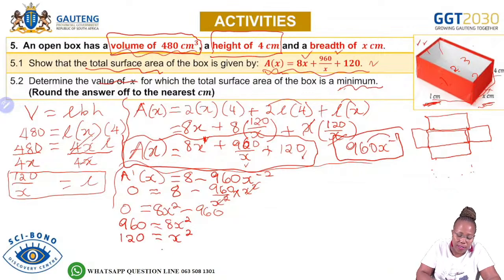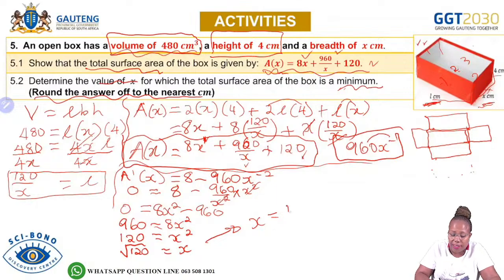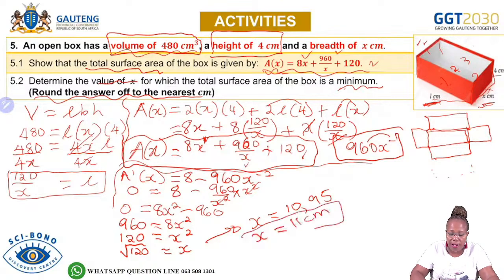And then this side loses an exponent 2. This will gain plus minus the square root, but we cannot have a length that is negative. So this will take only the positive square root of 120. And then the answer says round the answer off to the nearest centimeter. So this x value is actually giving us in decimal form, that is 10.95. And then if we round this off to the nearest centimeter, it will be 11 centimeters. That is the value of x for this particular box. Okay.